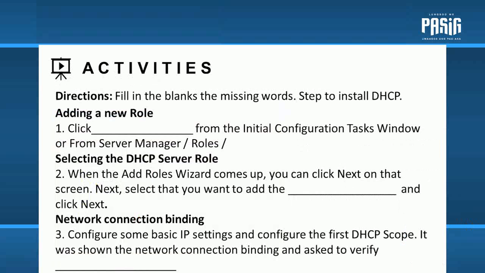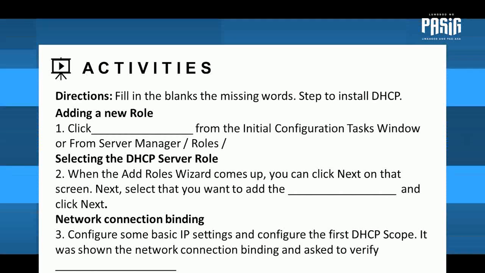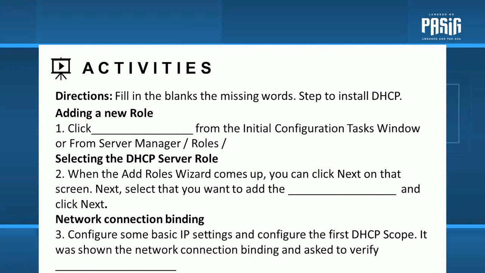We now go to Activities. Directions: fill in the blanks, the missing words. These are the steps on how to install the DHCP. Adding a new role. Number 1. Click blank from the initial configuration task window or from Server Manager roles. The answer is Add roles.